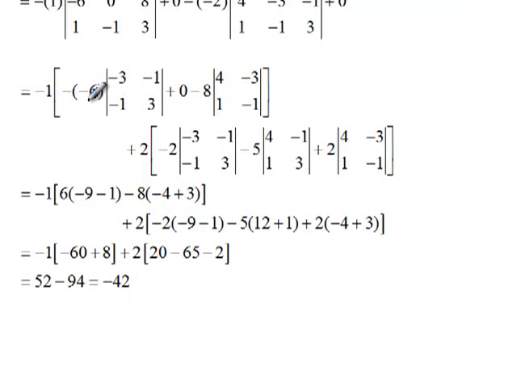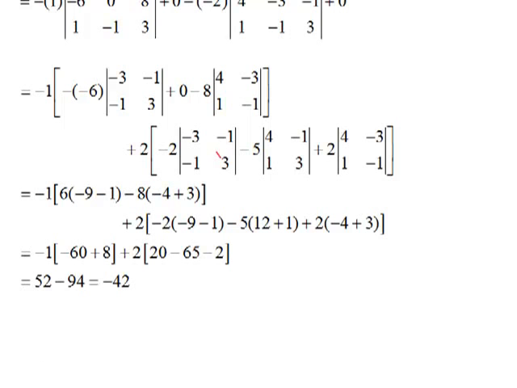So this will be double positive, negative will give you positive 6, negative 9 minus a 1 right here, negative 8. When you multiply negative 4 plus a 3 right here, plus 2 bracket, negative 2. So this is negative 9 minus a 1, minus 5 times 12 plus a 1, 2 times the quantity, negative 4 plus a 3. So make sure you keep track of all those numbers, and the final answer will be negative 42.